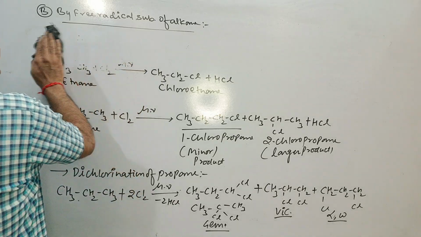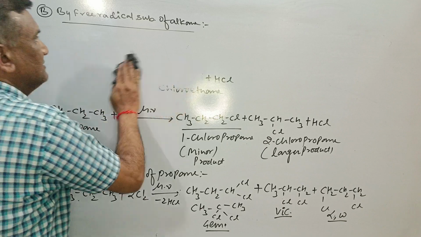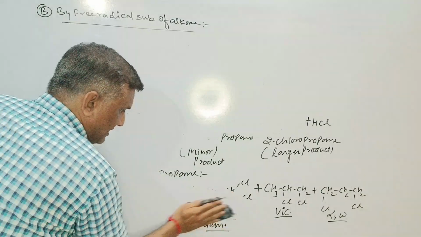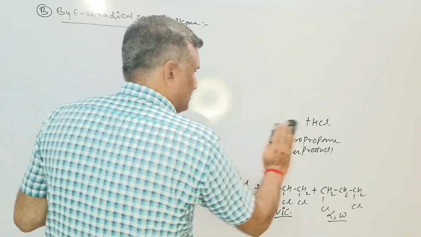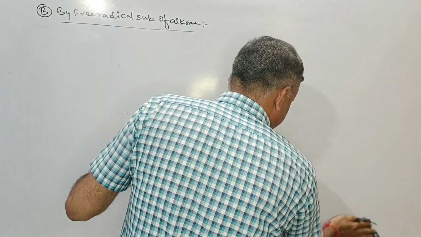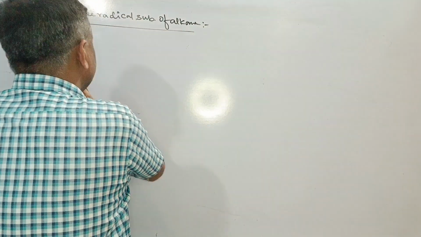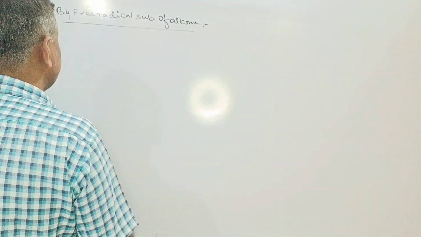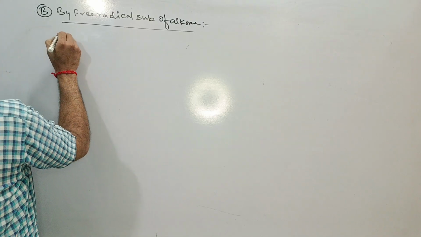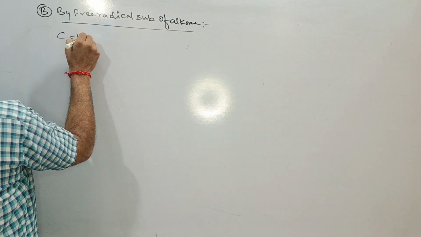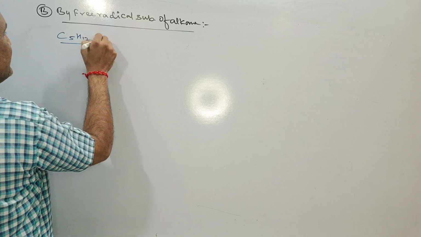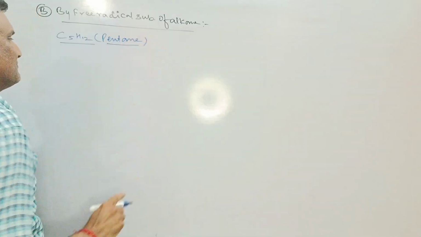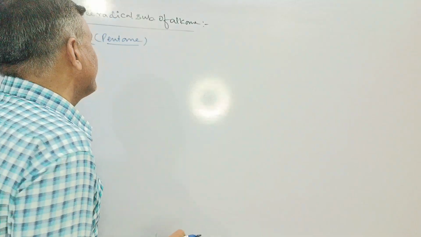So the other question regarding free radical substitution reaction. What is that? Listen to me carefully. As I promised you, I'll give you a lot of material regarding each and every chapter. So the question is, this is C5H12, pentane. It's a question also in NCERT.